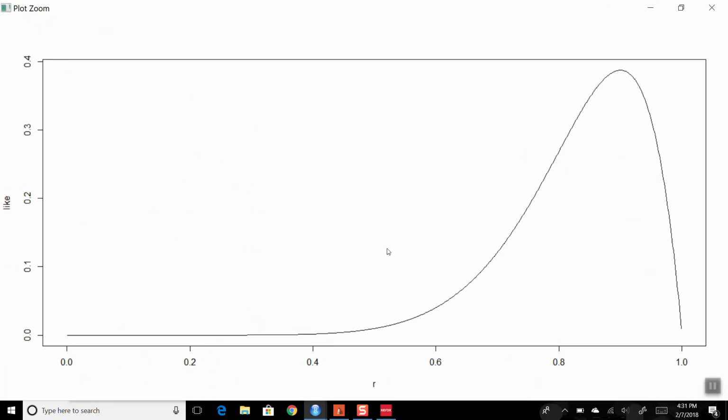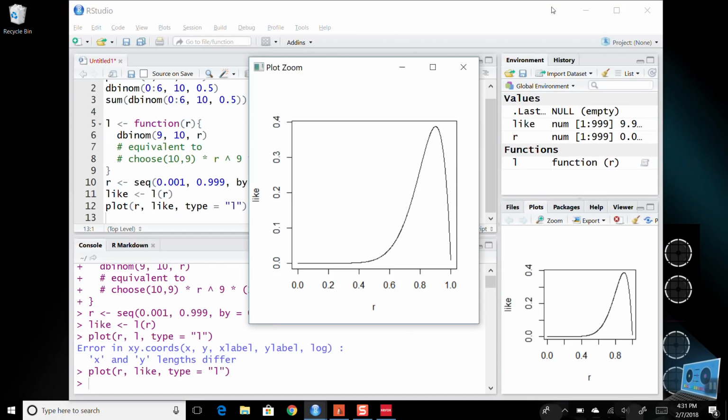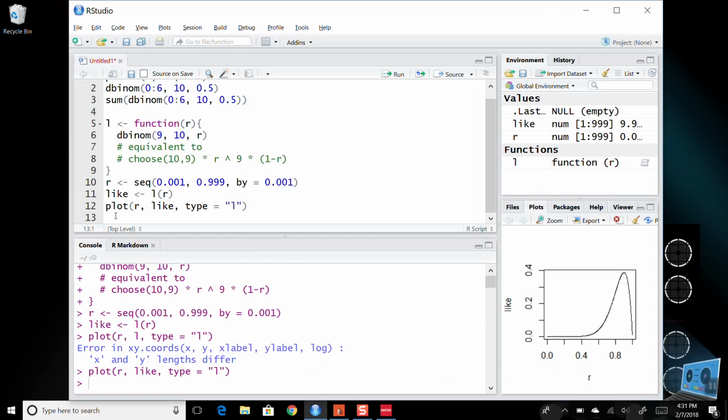And this is our likelihood function, and we could see if the probability of getting heads is something around 0 or 0.2, it's very, very unlikely. The likelihood of getting 9 heads out of 10 is very low. And as the probability of R gets closer and closer to 0.9, the likelihood gets really high, and then it drops back off. Okay. And then if we want to maximize this, we could just say which of the likelihoods is equal to the max of the likelihoods, okay?